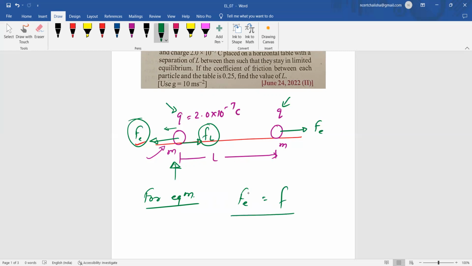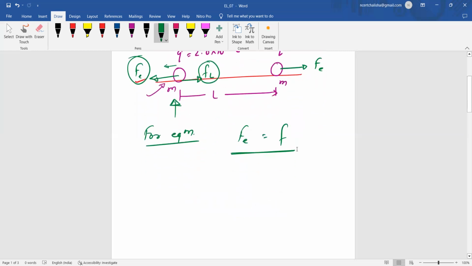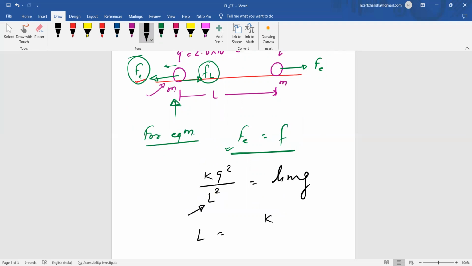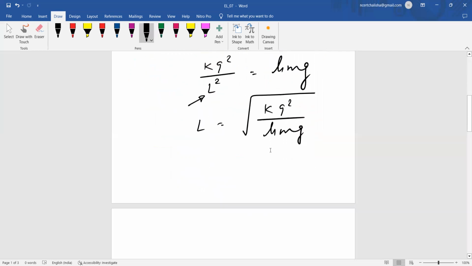The frictional force is mu times the normal force, where mu is given as 0.25 and the normal force is mg. So what is the electrostatic force here? We know that for the given charges it is k q square divided by the separation square between them, so it is L square, and this is equal to mu times mg. We are looking for the calculation of L. So L will be k q square divided by mu times mg, all inside the root.